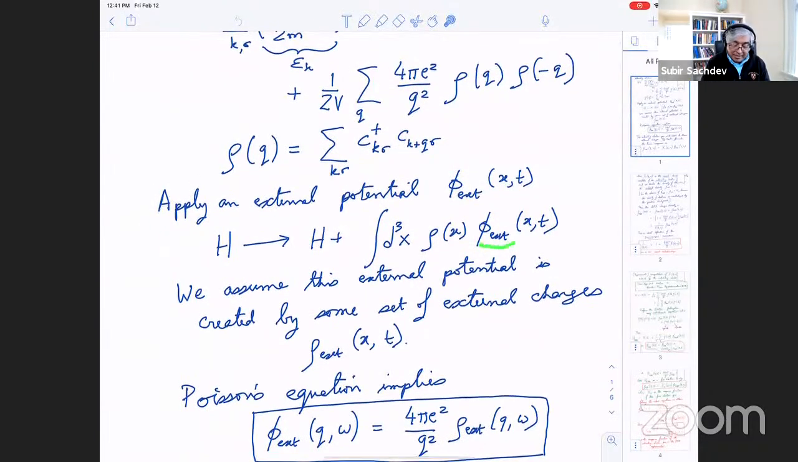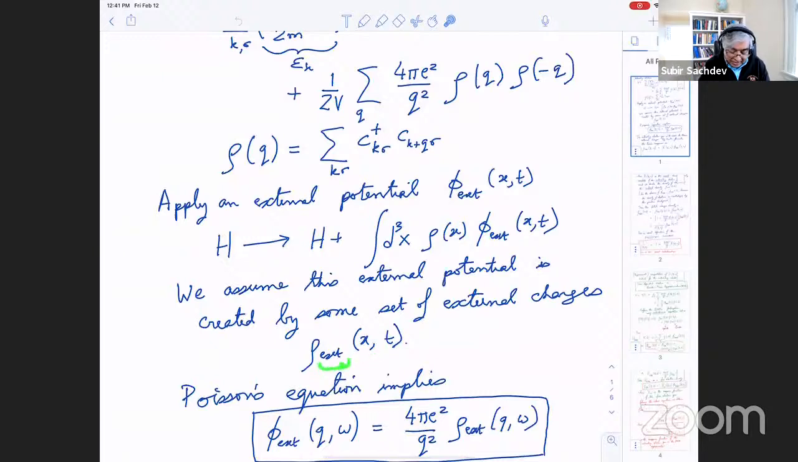So this phi x is created by something in your lab. Just for convenience, let's imagine that the phi x is created by some charges. So we have a bunch of charges. These could be charges in some external wire that we bring in next to our sample. Could be a back gate voltage, could be anything. So there's some charge density in our universe, rho x of x and t.